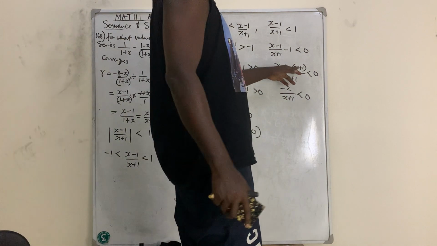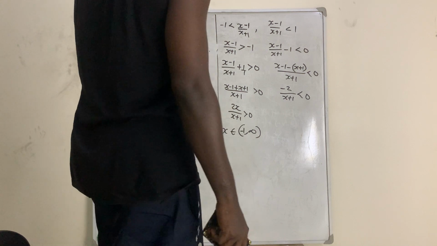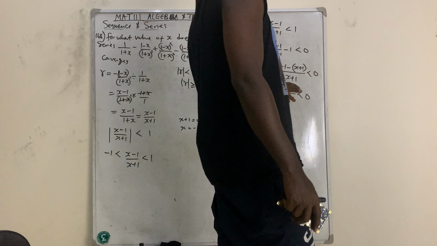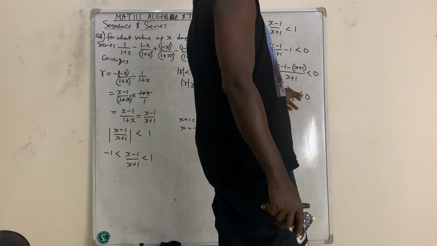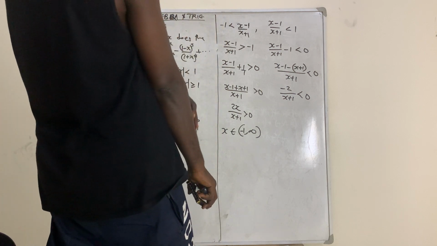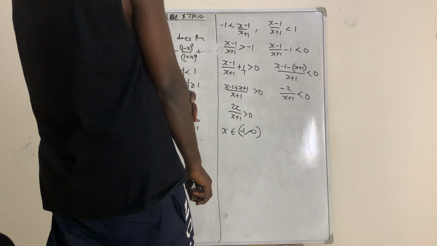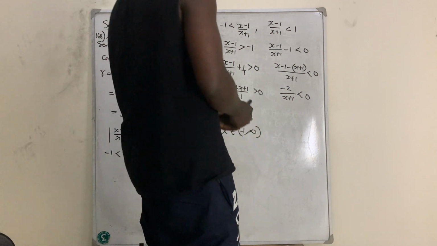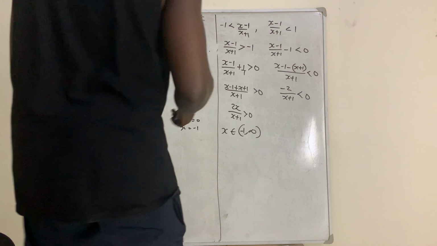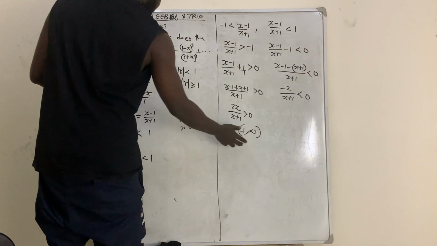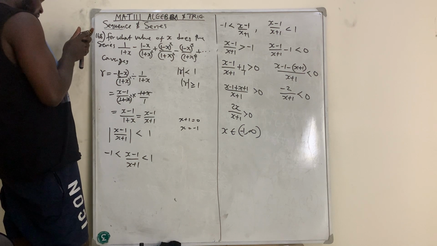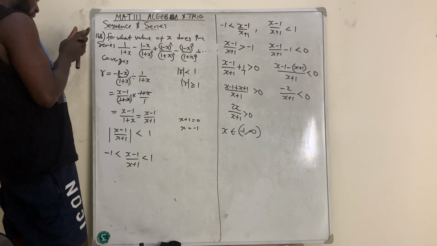Minus 1 minus this will give you minus that. The only thing that will make this thing less than 0 is when x should lie between these two things. I don't know. All right, so you can make your own research, but this is what I think is the answer. Minus 1 is less than x, less than infinity.